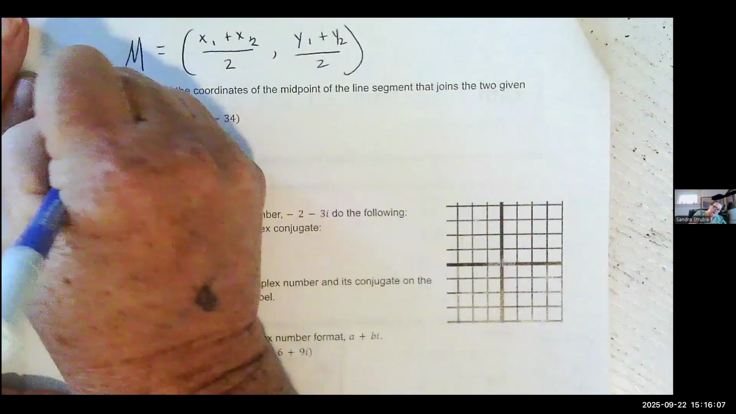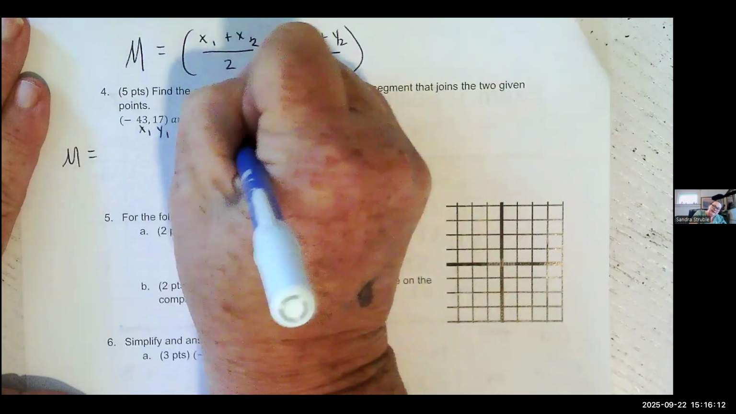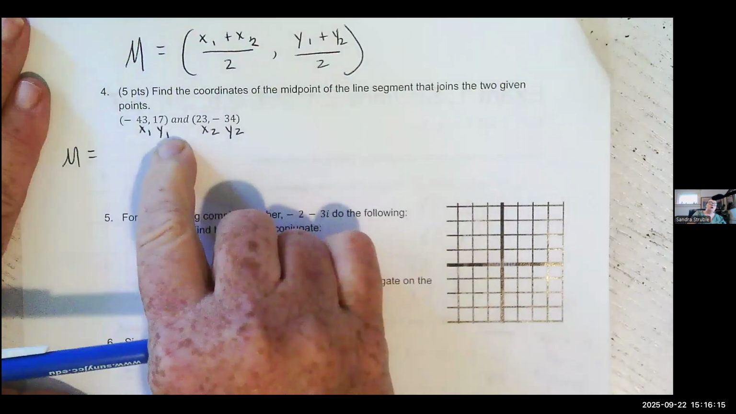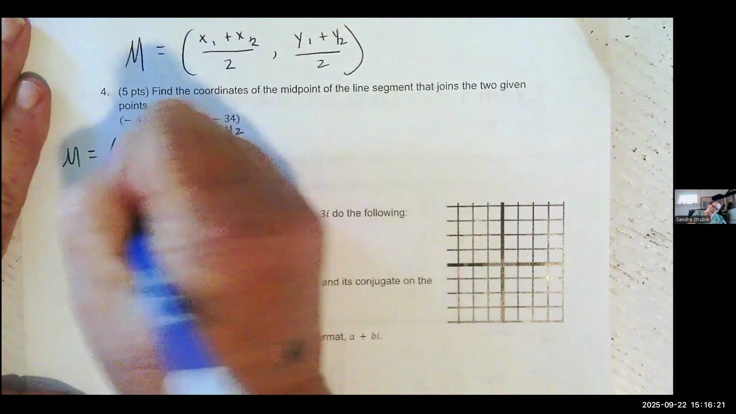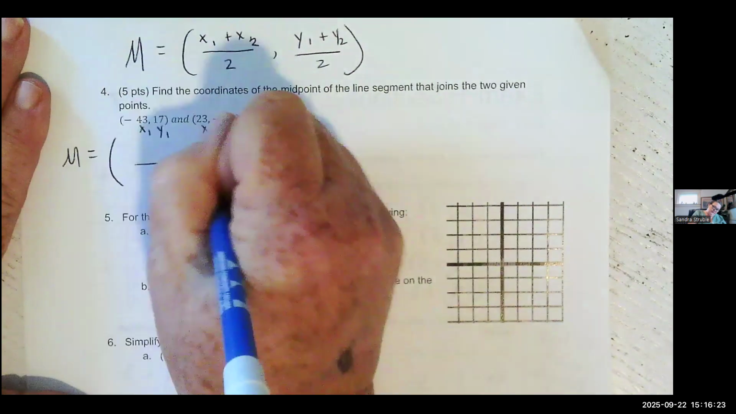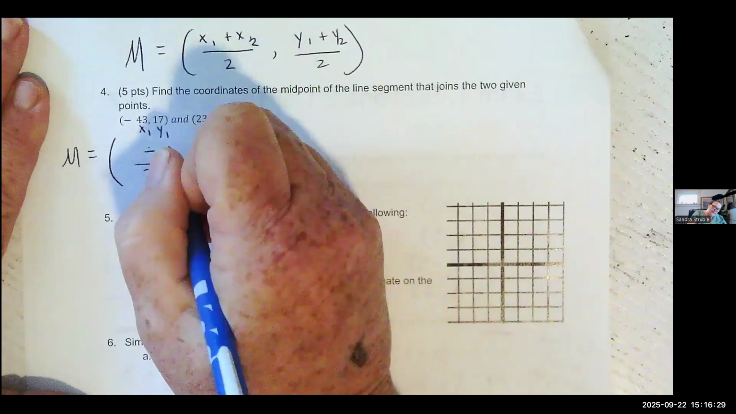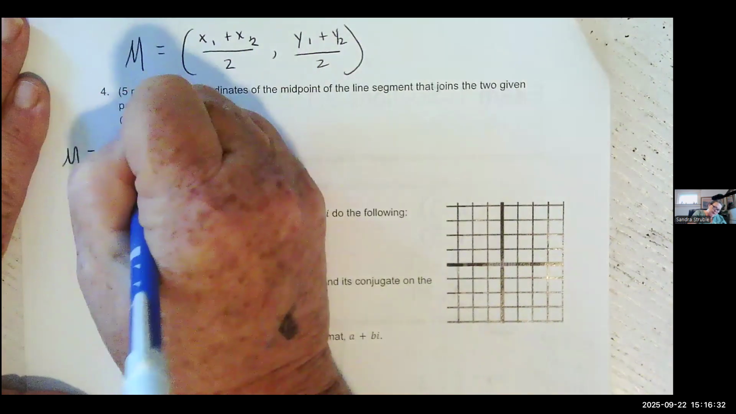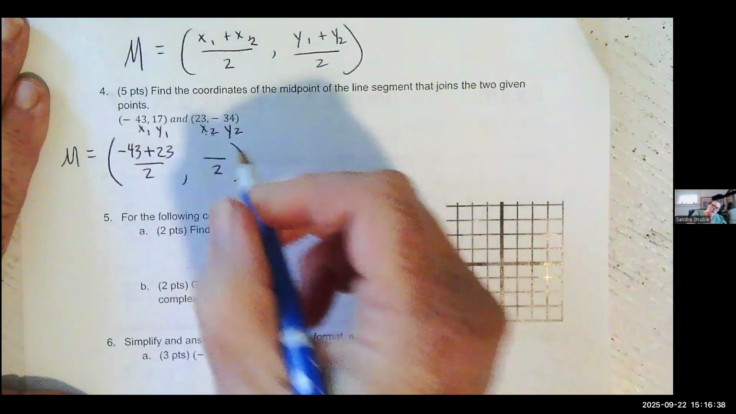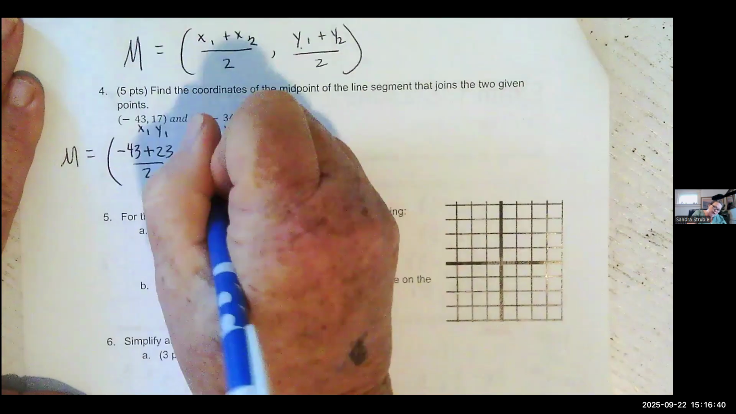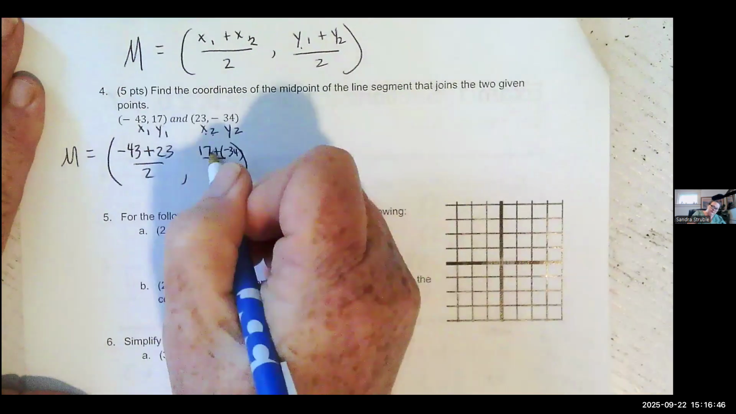So M equals, and I have to label these, x sub 1, y sub 1, x sub 2, y sub 2. This is not x1, x2. I saw that a lot. Be careful, be careful. So my ordered pairs, I didn't need to do that. So x sub 1 is negative 43 plus x sub 2, which is 23. Y sub 1 is 17 plus negative 34. Okay, this will become a negative between the two.